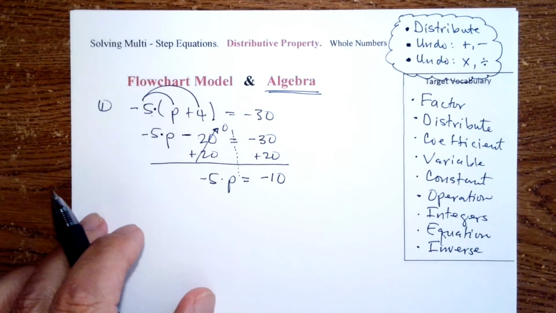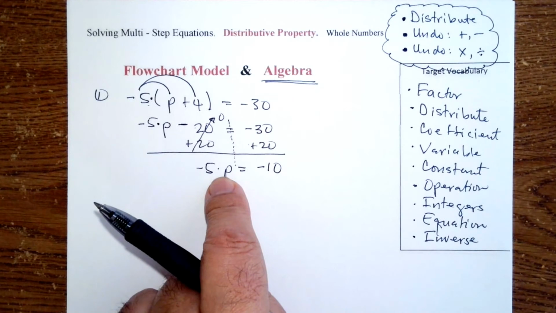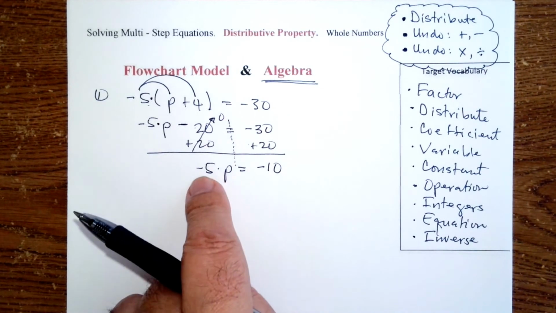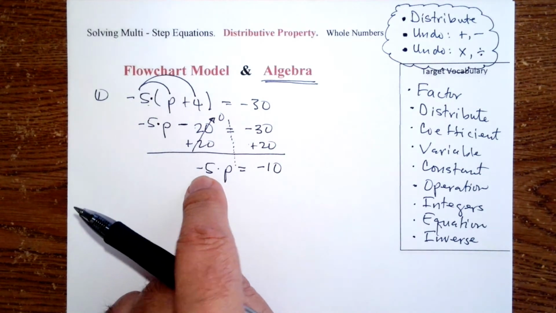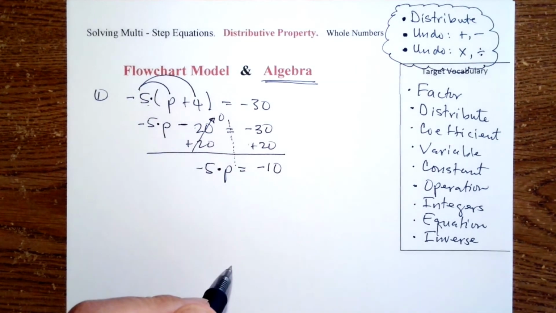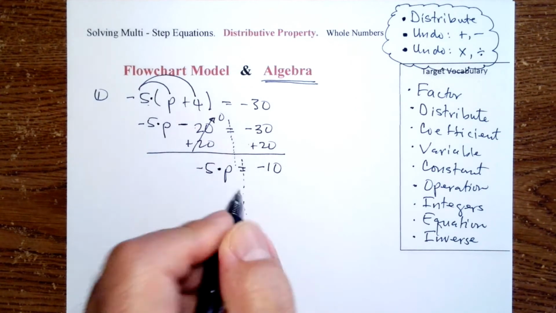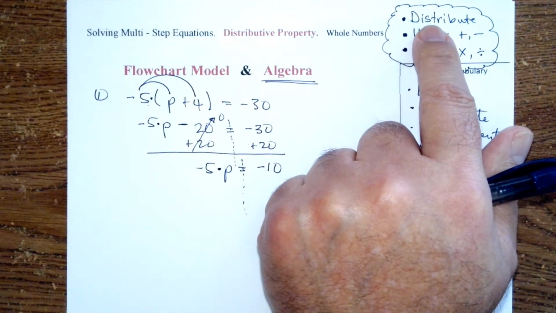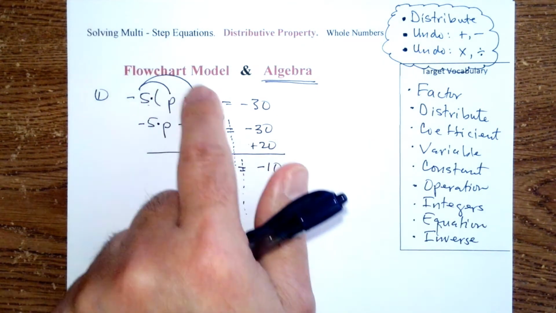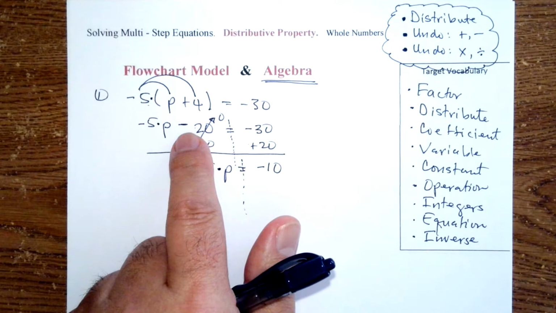What's your mission in life? Your mission in life is to get the variable by itself. What's attached to it? Correct. Negative 5. How are they attached? Through multiplication. I need to undo the multiplication, boys and girls. Let's go back to our bullets. Did we distribute initially? Yes, we did. Did we undo the addition and subtraction? We did right here.